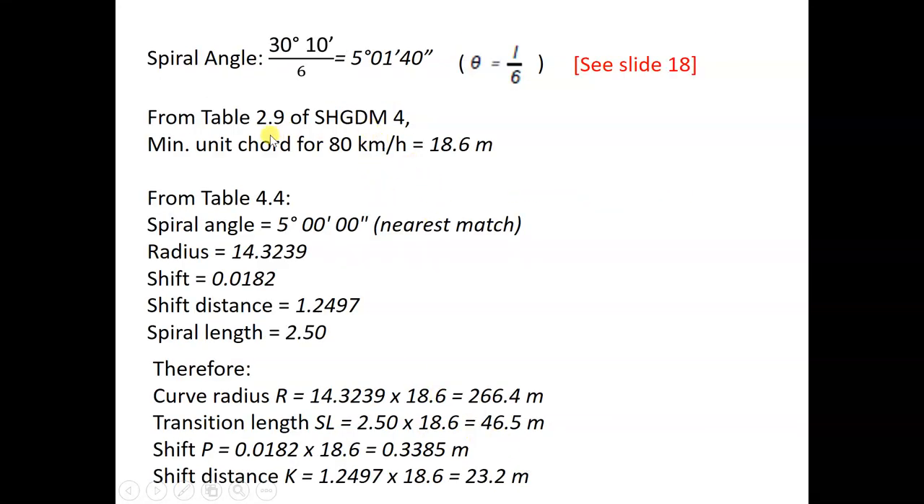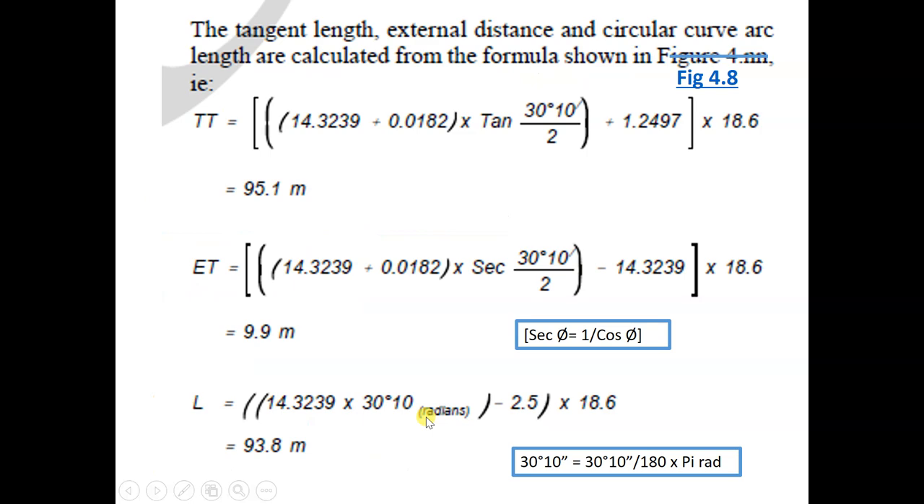We just go to the table. First we get the minimum unit chord for the different speeds, and then we go to table 4.4 and you find all the values. That one is just the unscaled value of the spiral angle, radius, shift distance, spiral length, regardless of whether it's 80k or 100k. Then based on your design speed, you have a scaling factor, so you just multiply by that. If you're 100, then you get a different factor, higher than 18.6. Then that gives all the values for the circular curve.